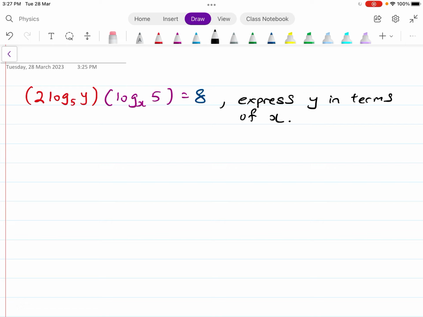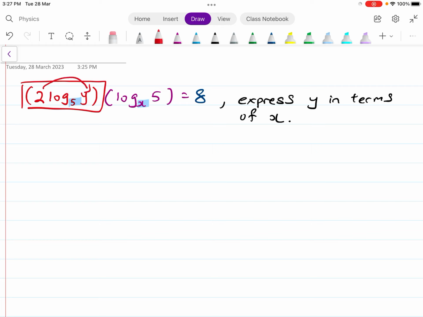First thing first, if you look at this question, you realize the base is different. For example, the first one is 5, the second one is x. So the very first thing is to change the base. Maybe I change the base to base x, so I need to change this thing. Before I can change any base, I must make sure that the coefficient in front of the log is 1. So these two must go here.